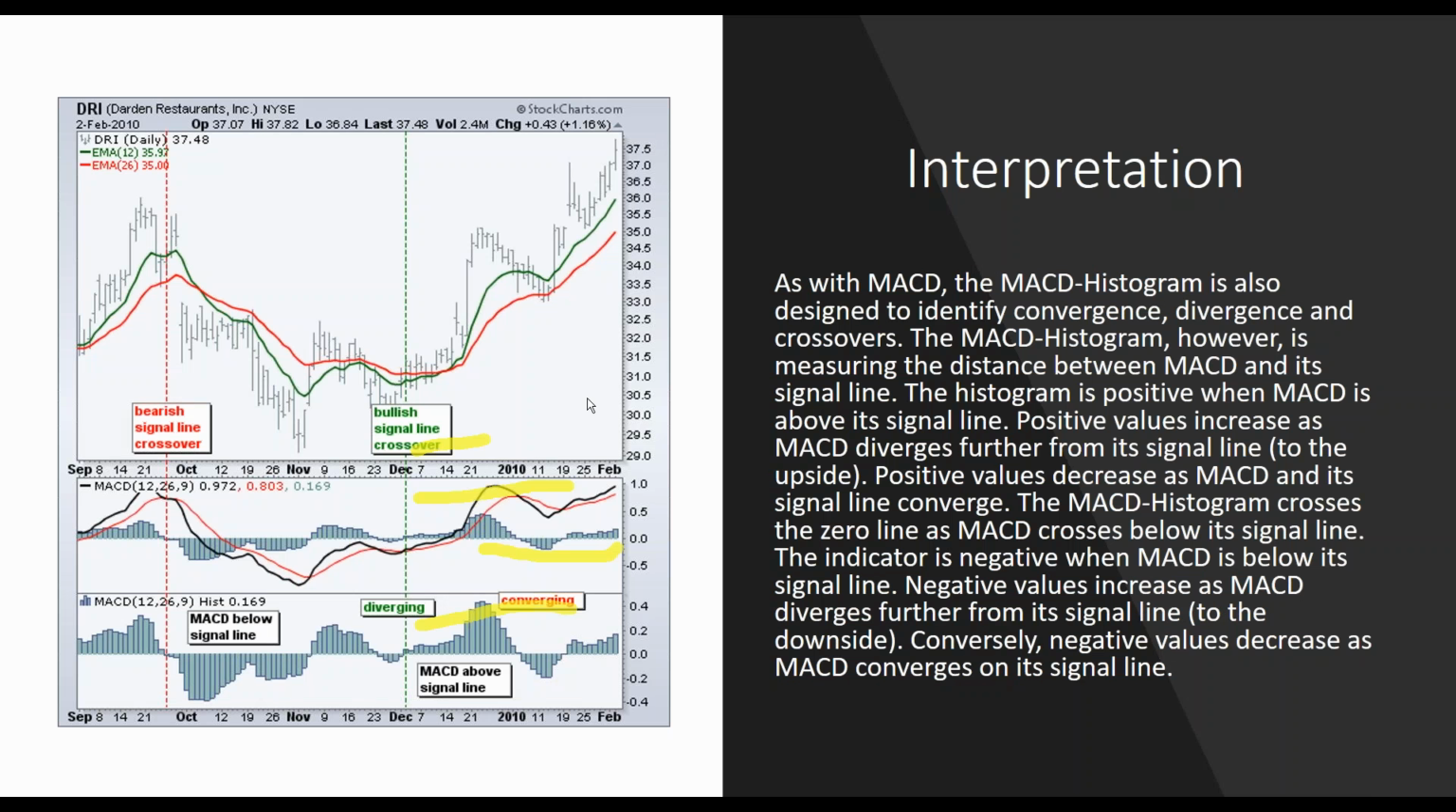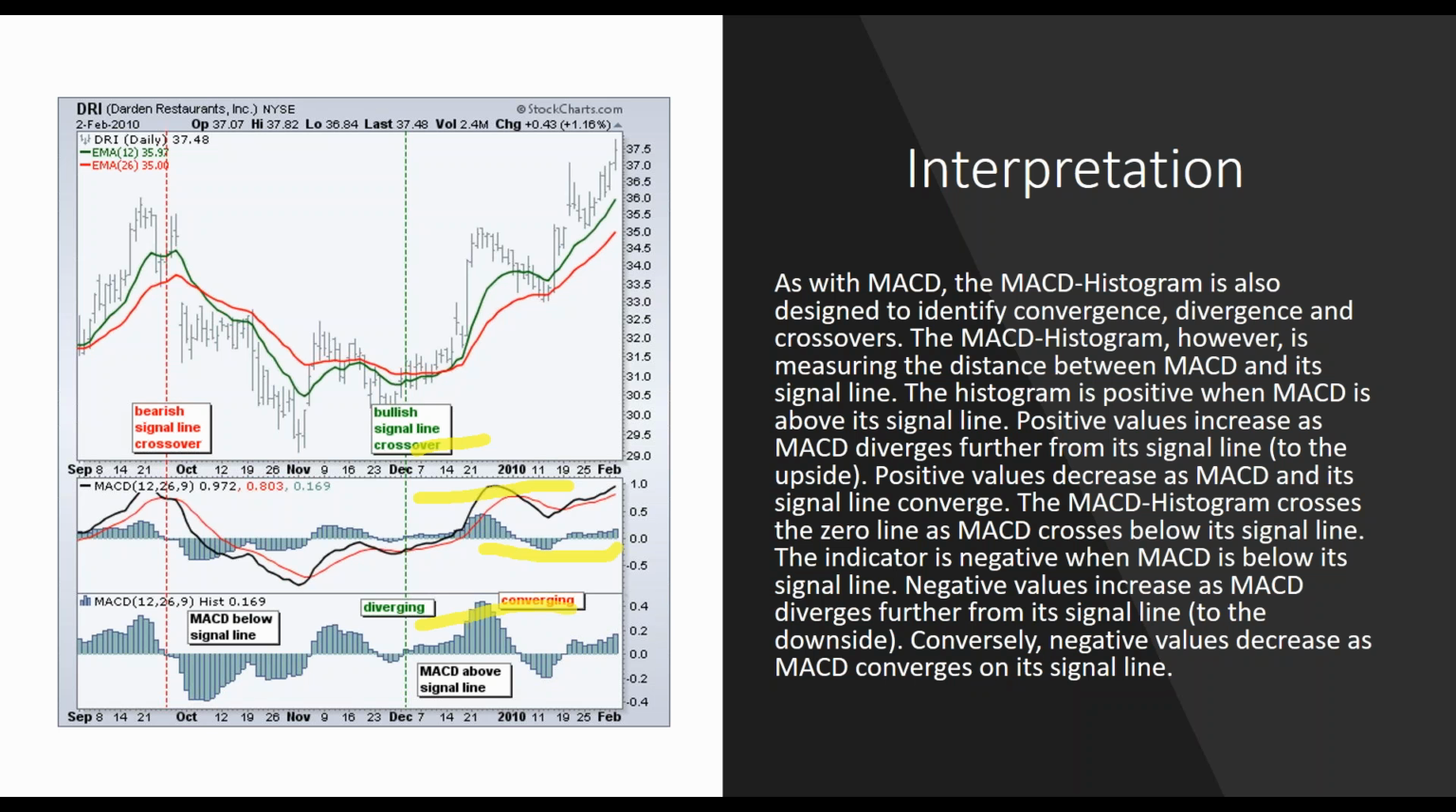So with the MACD, the MACD histogram is also designed to identify convergence, divergence, and crossovers. The MACD histogram, however, is measuring the distance between the MACD and its signal line. The histogram is positive when MACD is above its signal line. Positive values increase as MACD diverges farther from the signal line to the upside. Positive values decrease as the MACD and its signal line converge, and the MACD histogram crosses the zero line as the MACD crosses below its signal line.